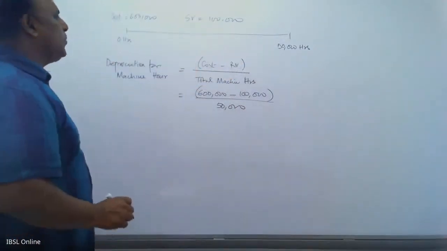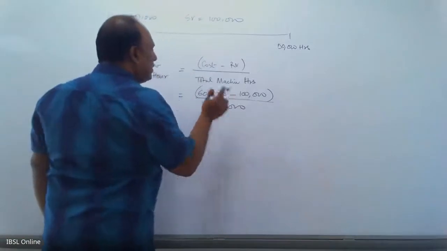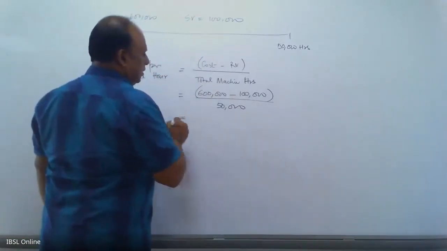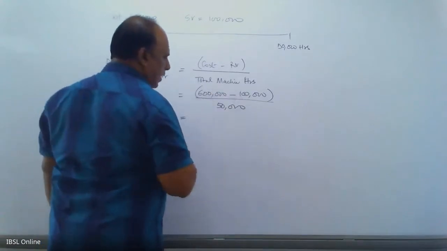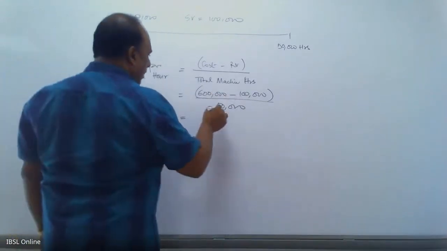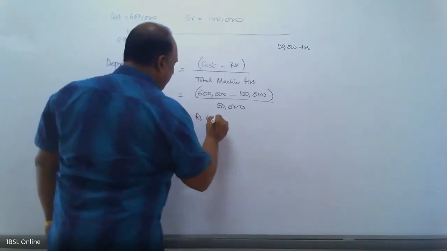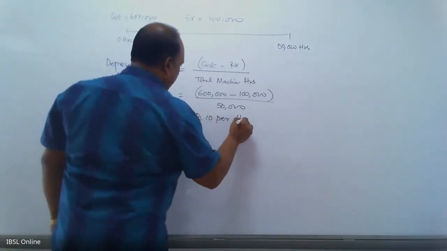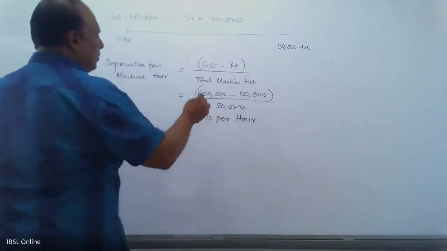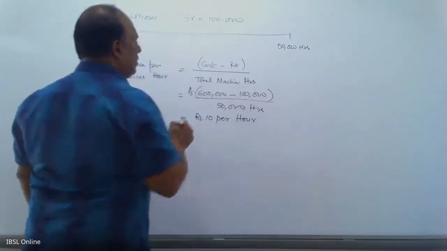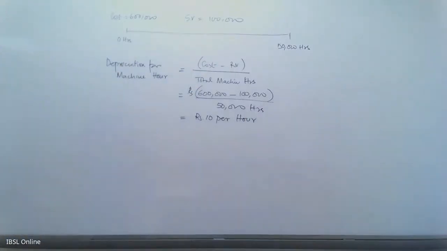If I'm going to use 50,000 hours, what is the depreciation per hour? So which means 600,000 minus 100,000 is 500,000, divided by 50,000 means rupees 10 per hour. You see, because this is in rupees, this is in hours. Okay, so you will see rupees 10 per hour. Now what do you mean by that?